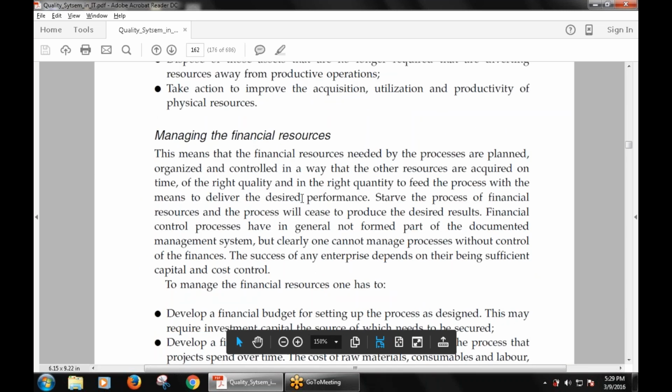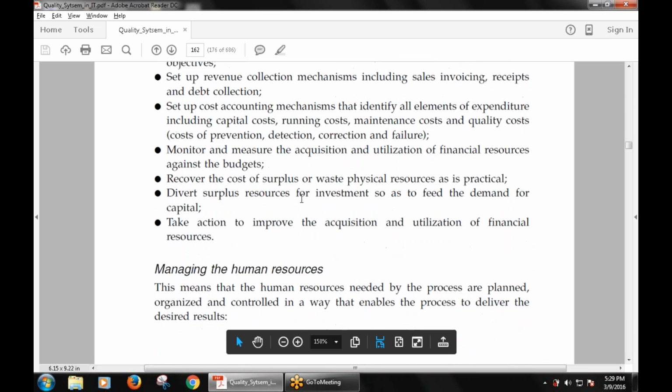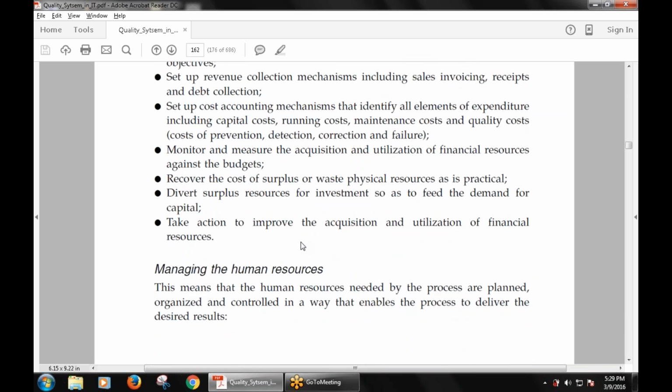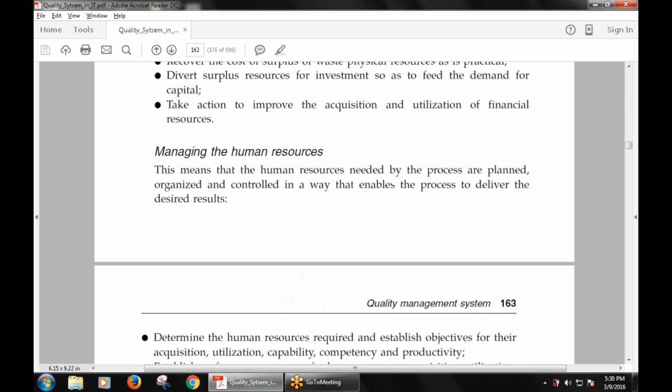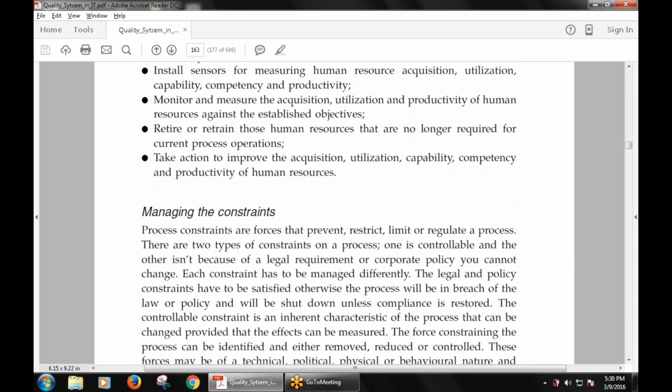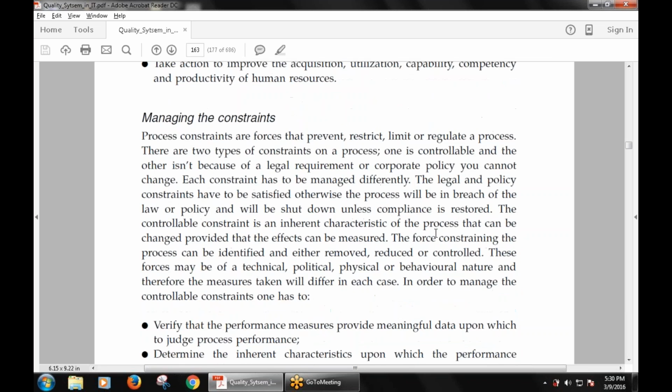So managing the financial resources, then managing the human resources, which will be needed, planned, organized and controlled in a way that enables the process to deliver the desired product. Then managing the constraints: what are the various effects and forces that prevent, restrict, limit or regulate a process? That is managing the constraints.